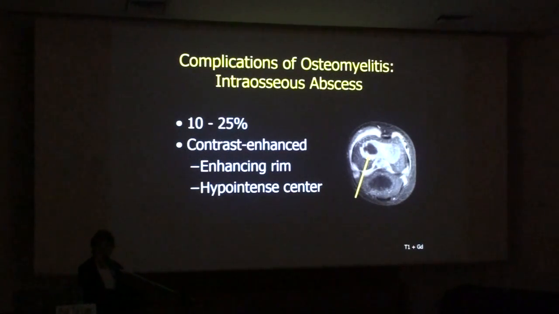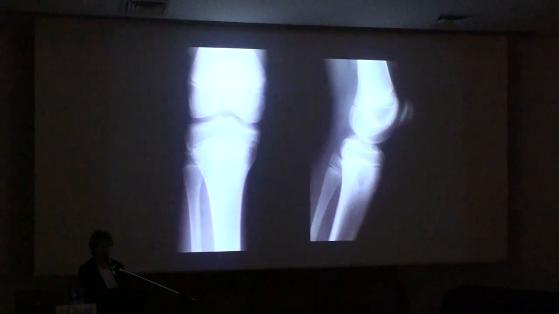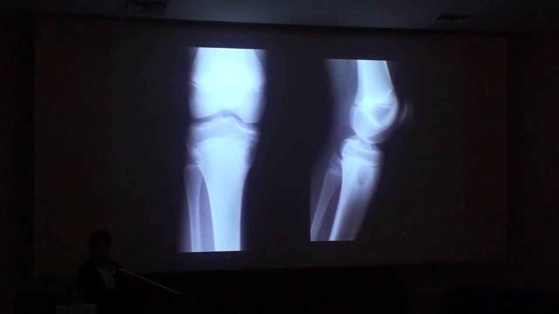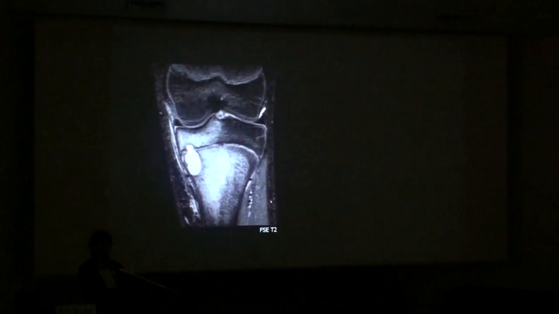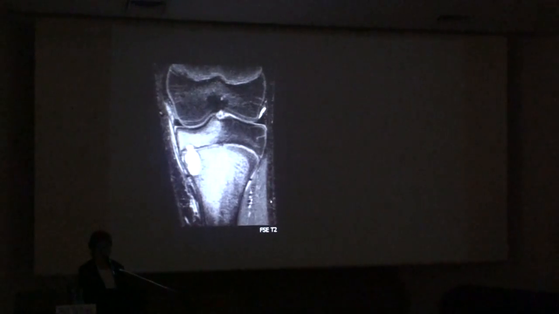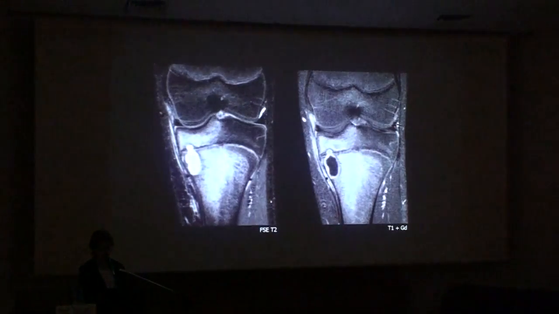You can have an intraosseous abscess either in the acute or in the more subacute or chronic state. This is not an uncommon abnormality, up to about a quarter of children, and we look for, as in adults, a contrast-enhanced rim around a hypointense center, as in this acute case of distal femoral osteomyelitis. This is a child who had knee pain for 6 months, and MRI shows that there's an intraosseous subacute abscess or a Brodie abscess. Notice again it's crossing the growth plate.